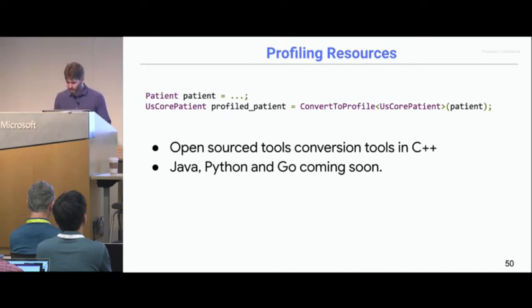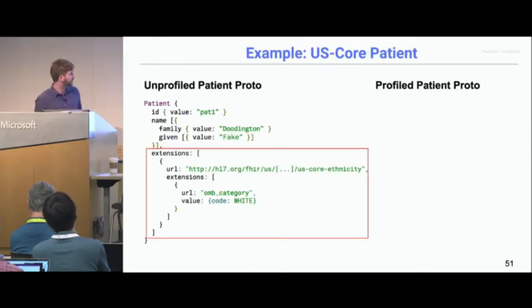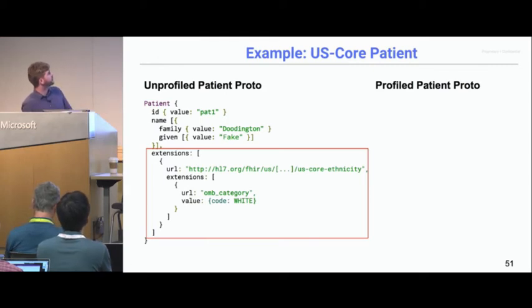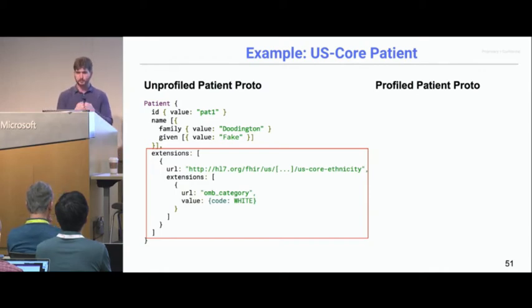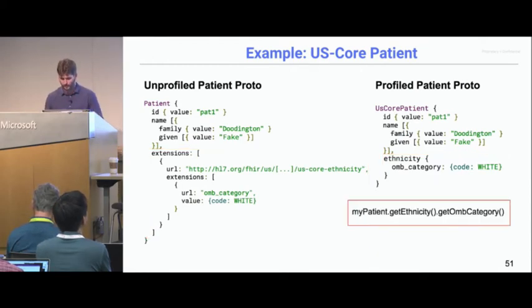We have this open sourced in C++, with Java, Python, and Go hopefully coming as soon as possible. So just to take a look at what this looks like in the data representation, here's the unprofiled patient with extension just as a key value pair in the pile. You pass this through our profiler, and out pops the OMB category neatly filed into its place in our new cabinet that we've built inside the profiled version.